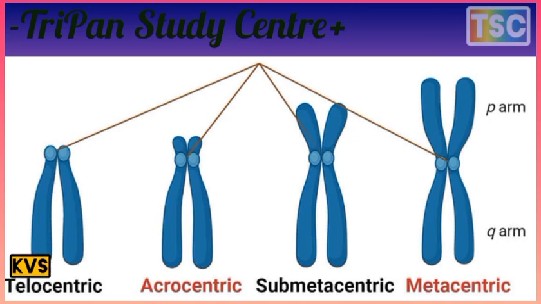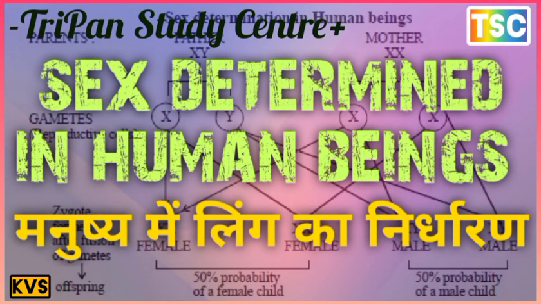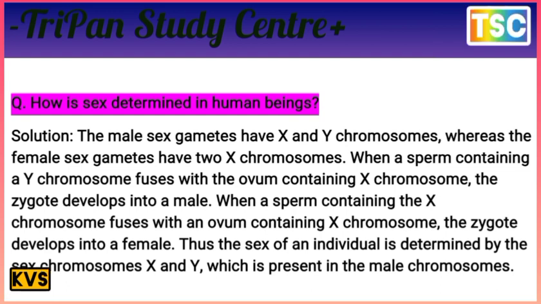That's an important diagram here. How is sex determined in human beings? That's an important question here. The male sex gametes have an X and Y chromosome, whereas the female sex gametes have two X chromosomes. When a sperm containing a Y chromosome fuses with the ovum containing an X chromosome, the zygote develops into a male.